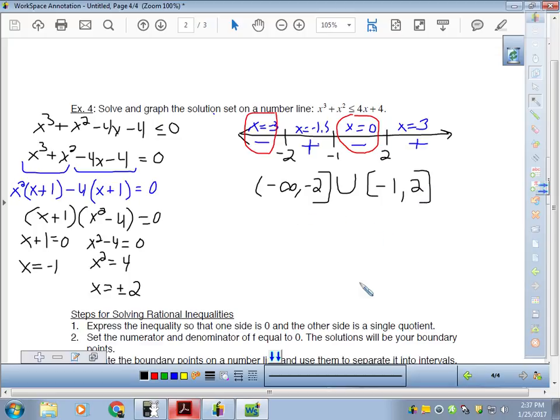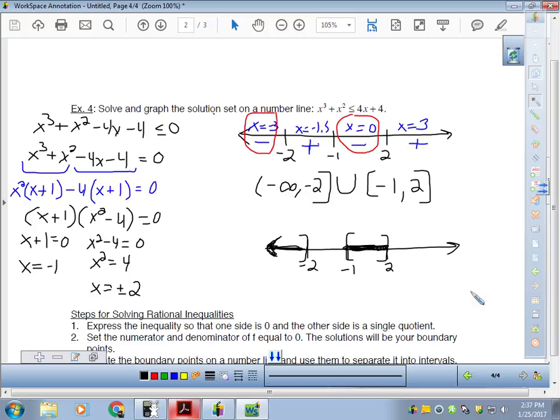And so that would be my answer. Graphing it, I'm going to plug these numbers on here. Here's negative 2. Here's negative 1. Here's positive 2. I have a bracket here on the negative 2, and I shade to the left to go to negative infinity. And then I have a bracket here on negative 1, and a bracket here on 2, and I shade between those two. And so that's what our solution set would look like. Anything over in this shaded part or anything in this shaded part would work to solve the inequality.